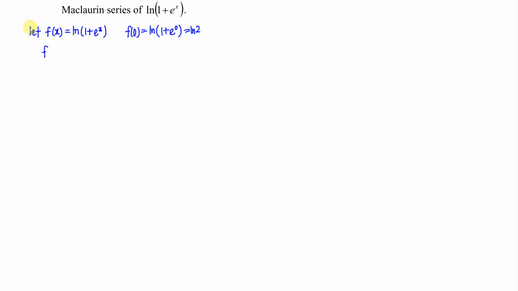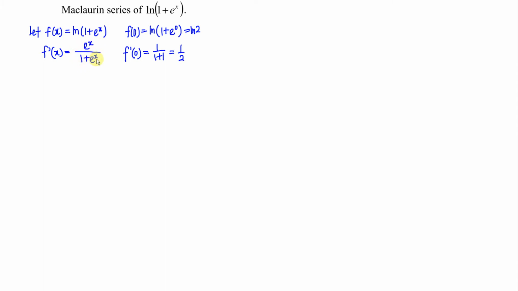Then we differentiate ln x, and we obtain 1 over x. Meaning to say, we will have 1 over (1 + e^x). Then we differentiate 1 + e^x, and we obtain e^x by using the chain rule. Substitute x = 0, we obtain e^0 is 1, over 1 + 1, which means that it is 1 over 2.